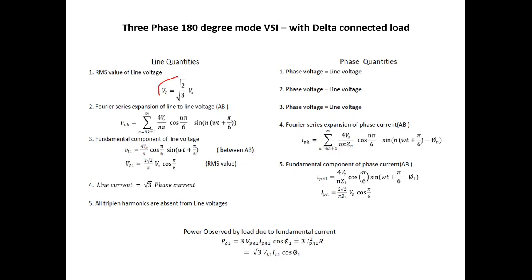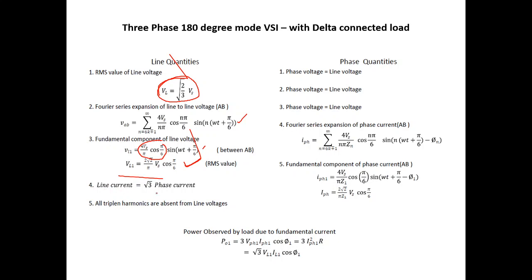Again, line voltage equals phase voltage. The RMS value of line voltage is equal to square root of 2 by 3 into Vs. This is the line voltage, and the Fourier series expansion would be similar to that for line voltage for the star connected load. So the fundamental component of line voltage and its RMS value you will get this way. Simply substituting n equal to 1, you will get the fundamental voltage, and by dividing its peak value by root 2, you will get the RMS value of the fundamental component.